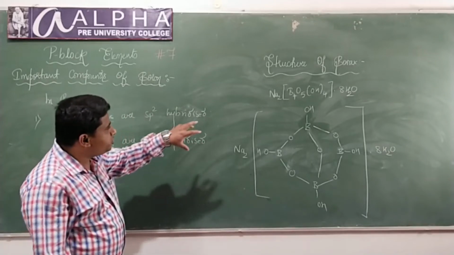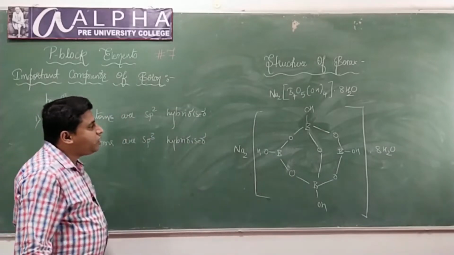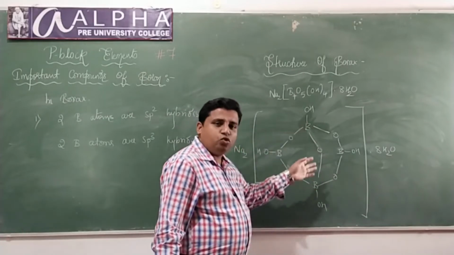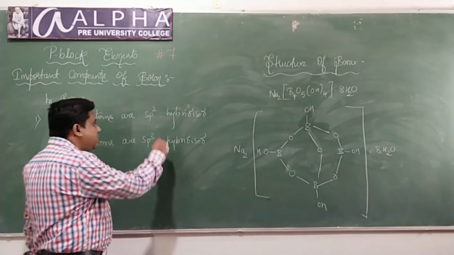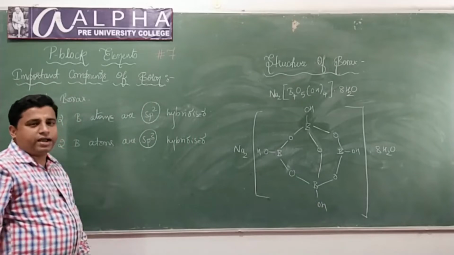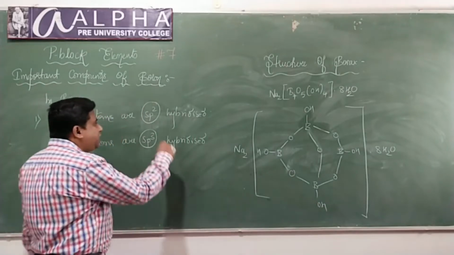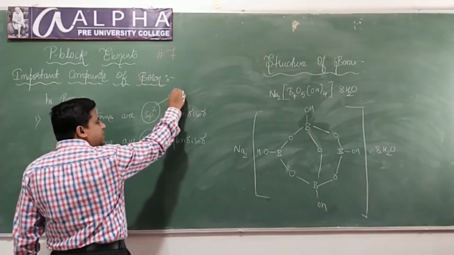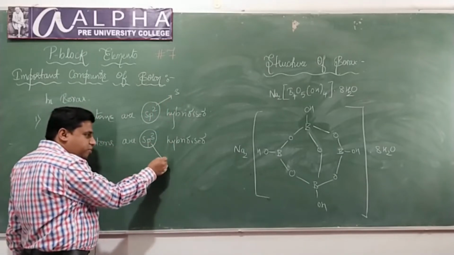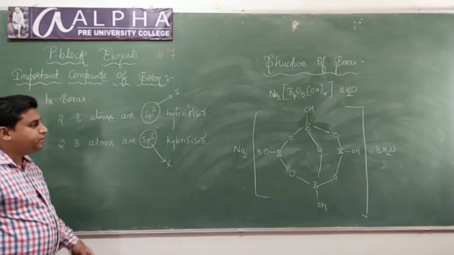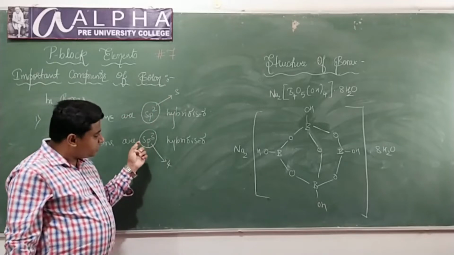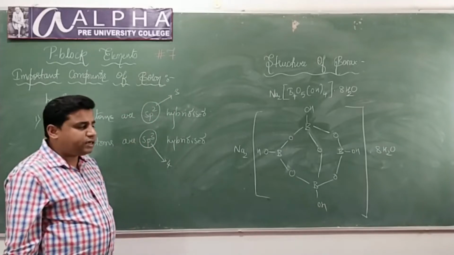So in this borax structure, there are 4 boron atoms, 1 2 3 4. Out of these 4 boron atoms, 2 are sp2 hybridized and 2 are sp3 hybridized. sp2 hybridization means how many hybrid orbitals? 3 hybrid orbitals, isn't it? sp3 hybridization means how many hybrid orbitals? 4 hybrid orbitals. Am I correct? Okay, look here.